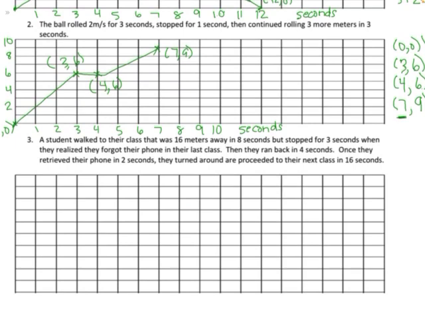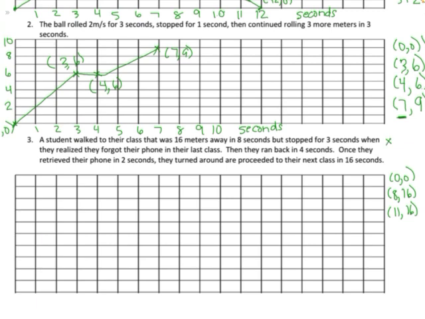So it says a student walked to their class that was 16 meters away in 8 seconds. My starting coordinate is 0, 0, and they're going to go 8 seconds, 16 meters. And then it says they stopped for 3 seconds. So I need to add 8 plus 3. That's my time, 11, but my distance has not changed. It's at 16.